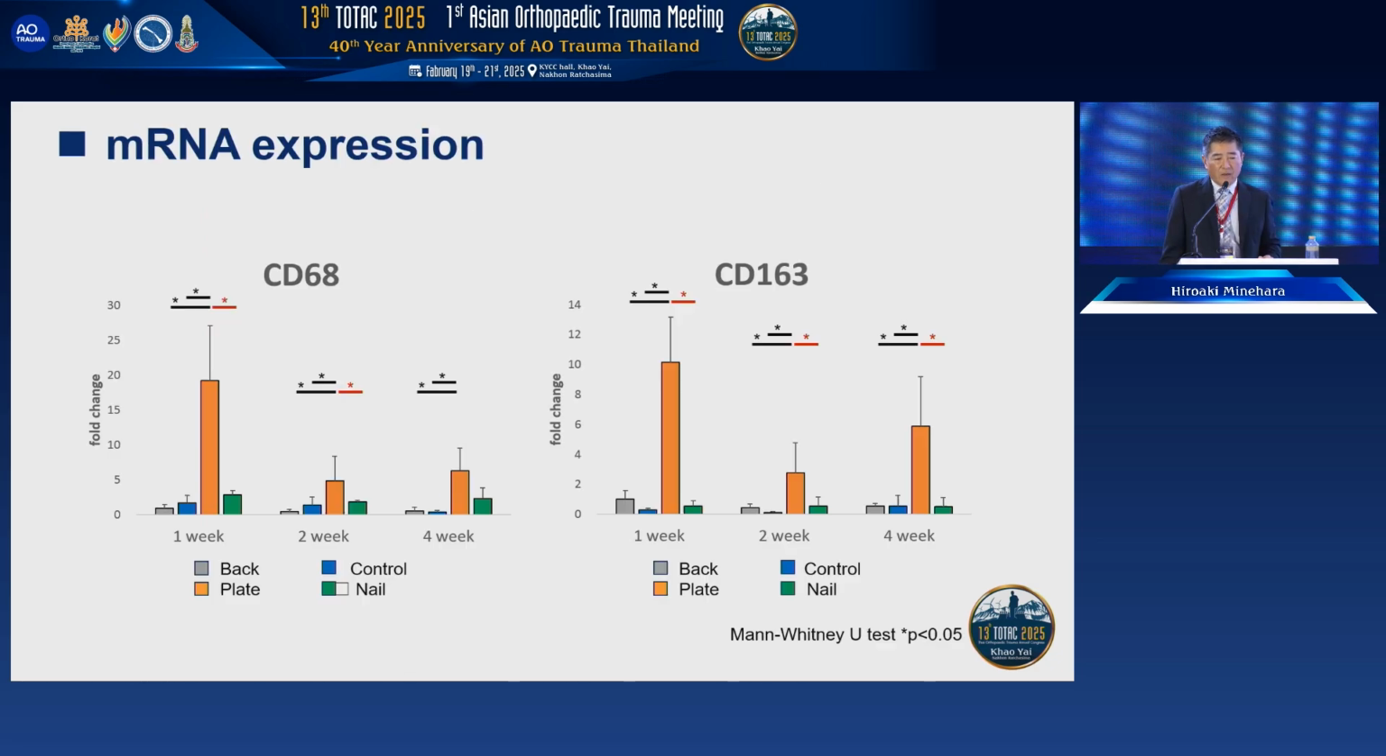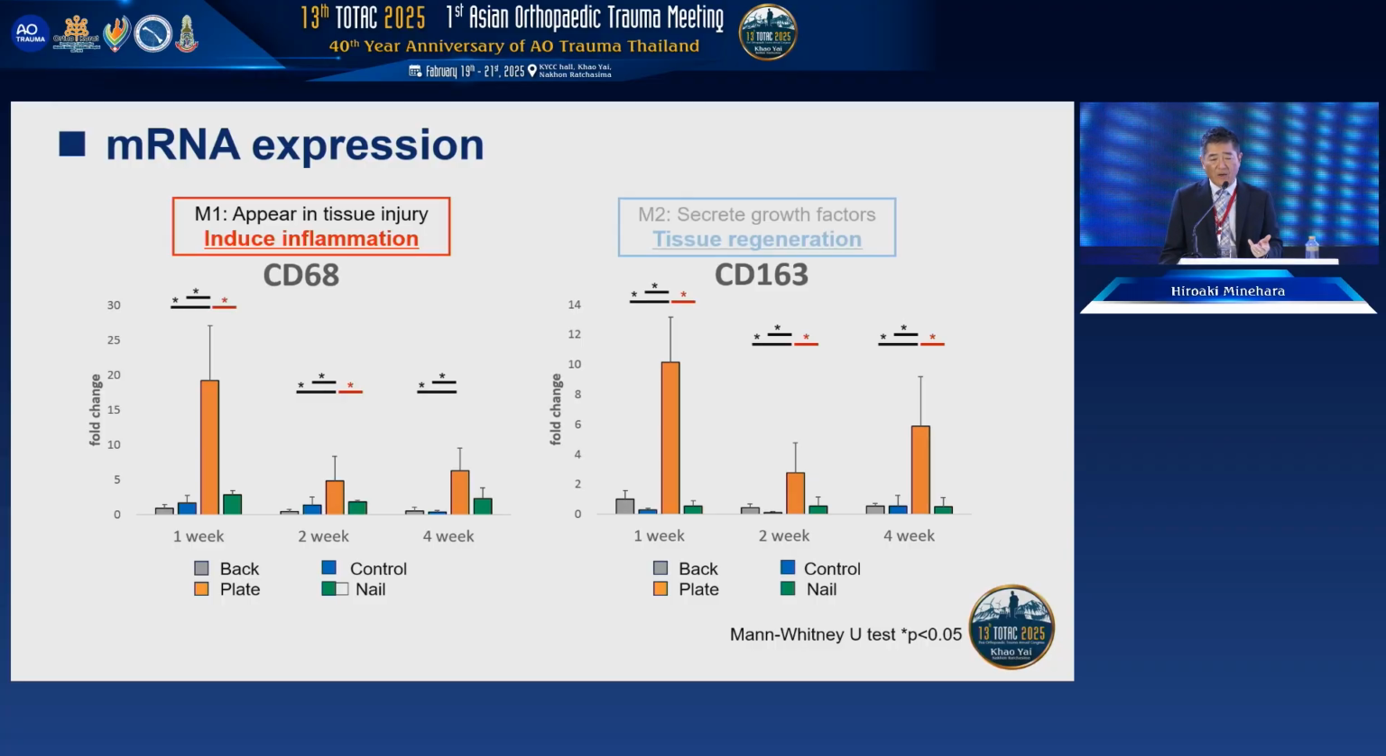I can say that. This is the messenger RNA expression. So this is the M1 macrophages that induce inflammation. You see in the plate group, there's significant expression there. Also in M2, for tissue regeneration, you see the significant expression in the plate group. This is a good result.